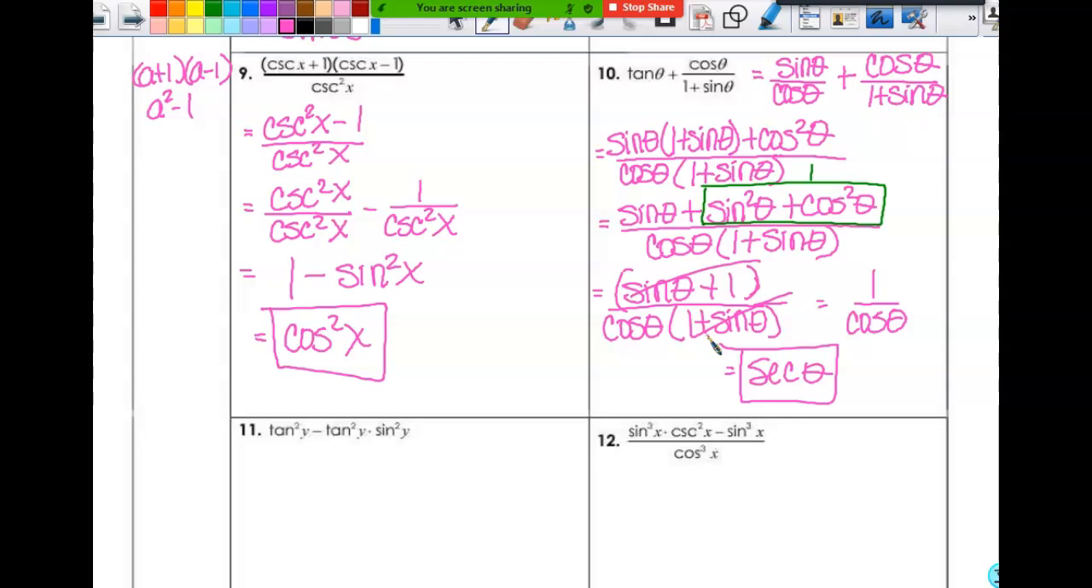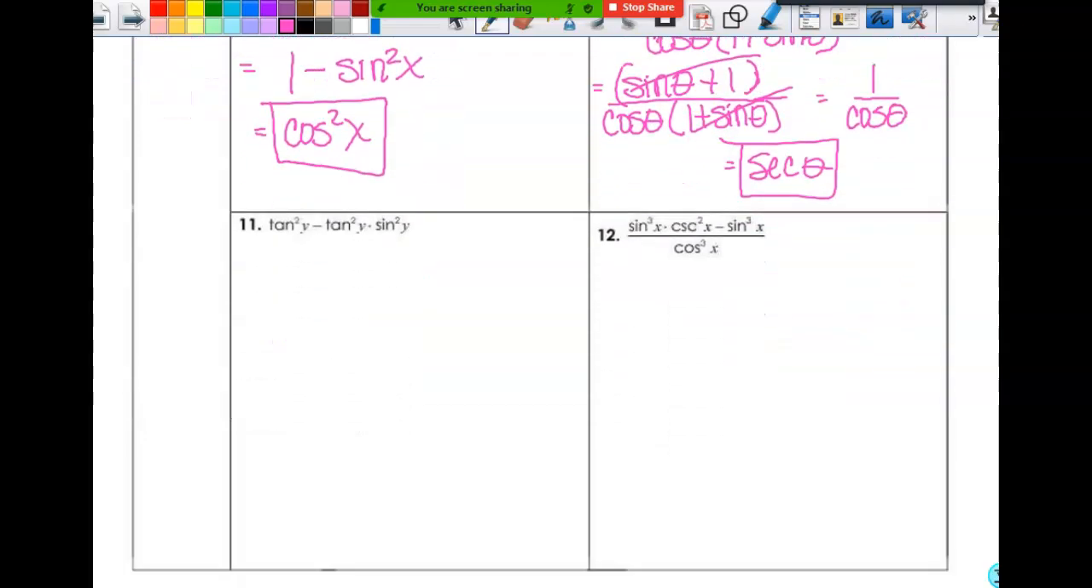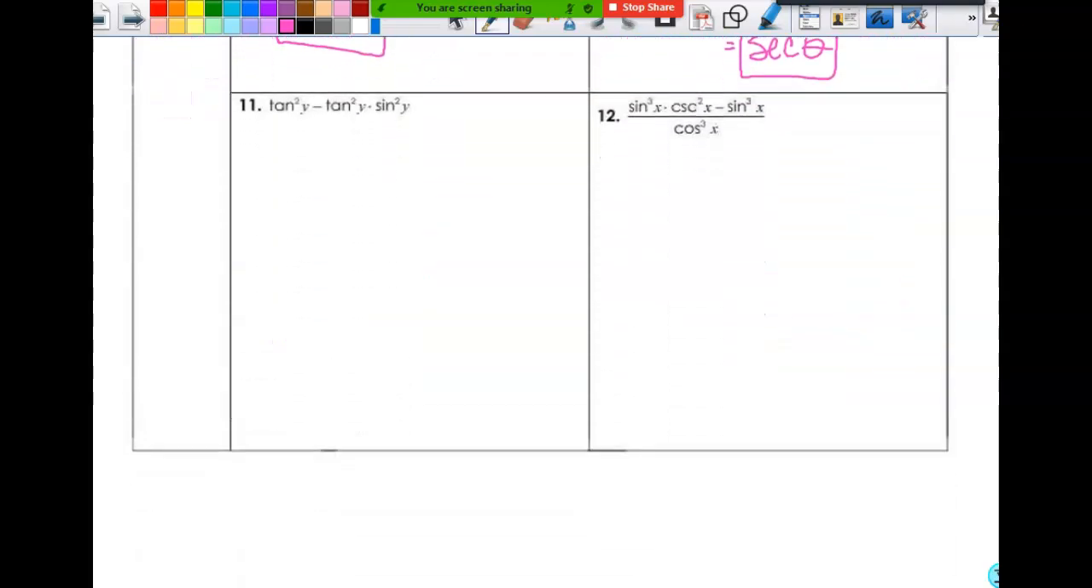All right, let's look at number 11. So I want to look at it algebraically first. I see lots of squares. I could substitute right now with Pythagorean stuff. Wouldn't be wrong, but may not be the best thing to do at this point. I have two terms. They have something in common. Therefore, I have a GCF. So I think factoring it out might help me a little bit.